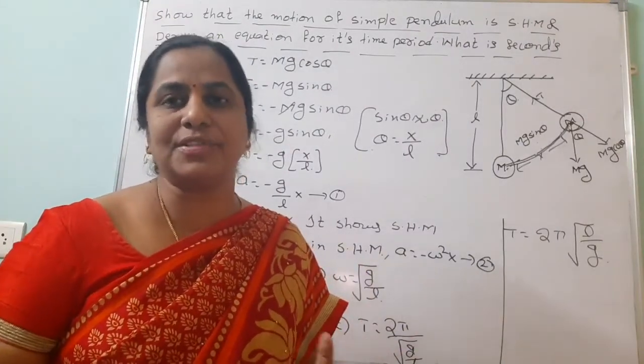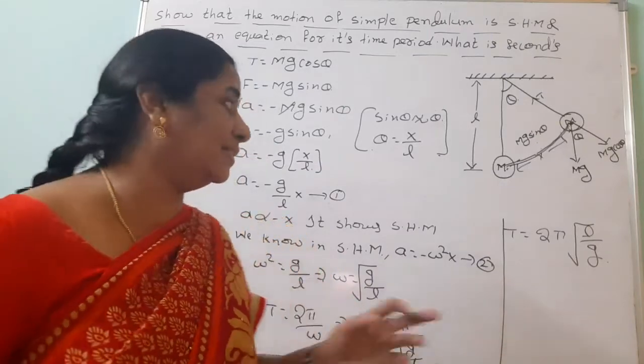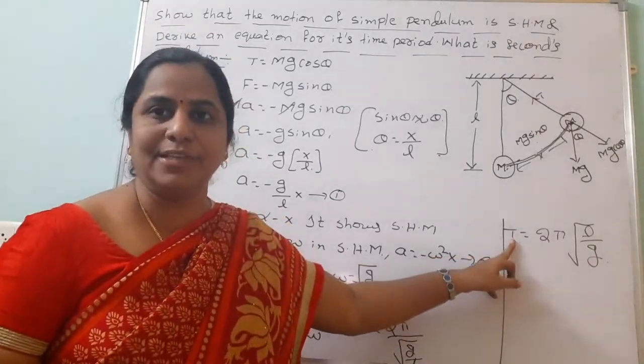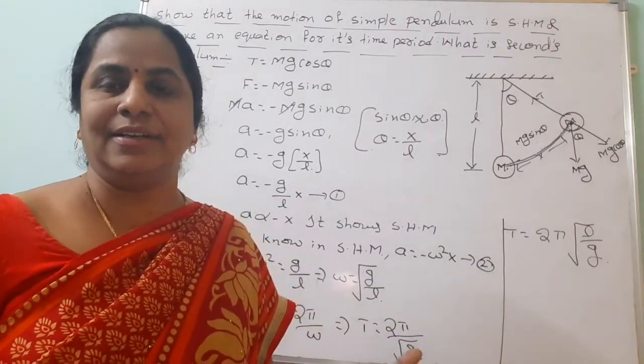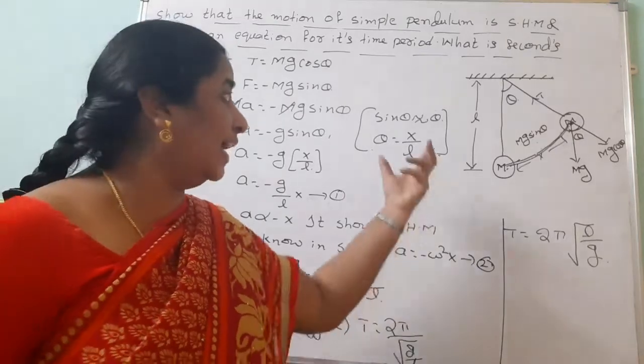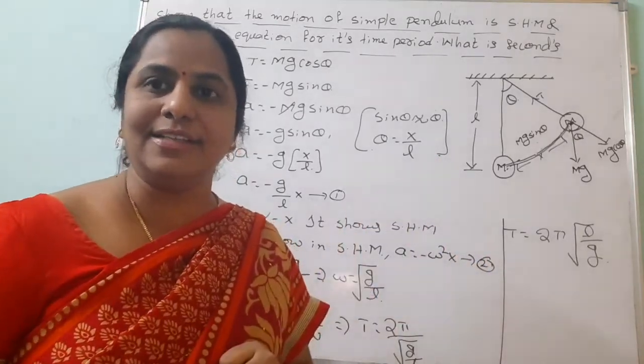The pendulum whose time period is 2 seconds is called the seconds pendulum, meaning the time period value is 2. What is time period? The time taken for one oscillation is called the time period. So the time period of this pendulum is 2 seconds. Immediately we call that the seconds pendulum.